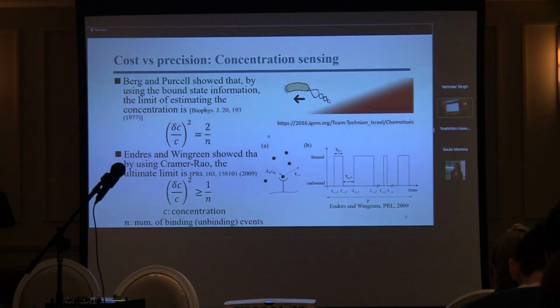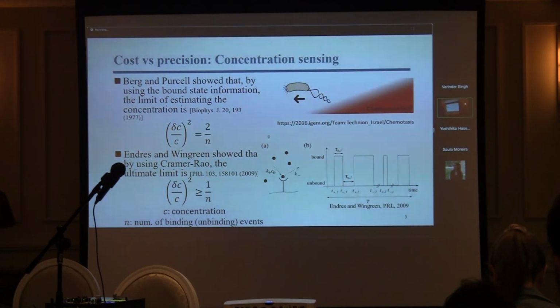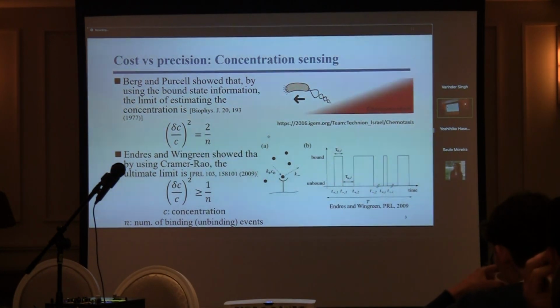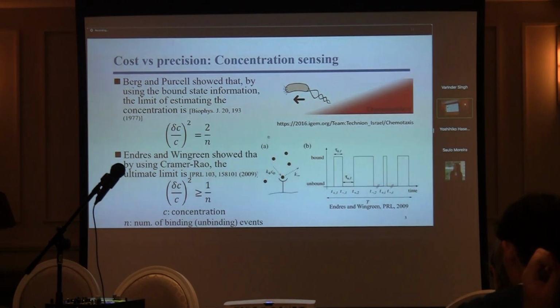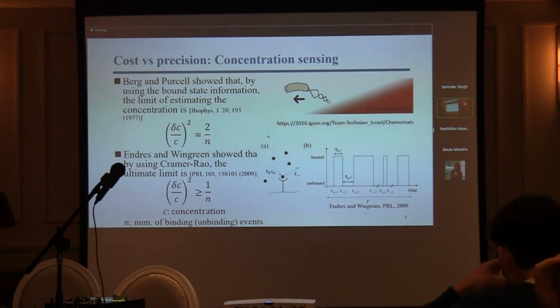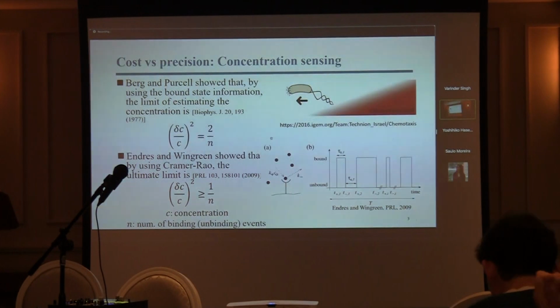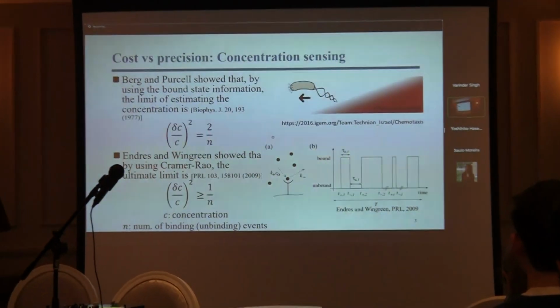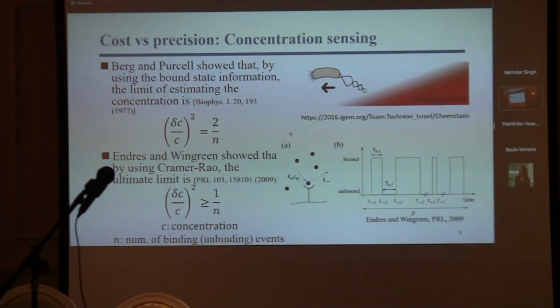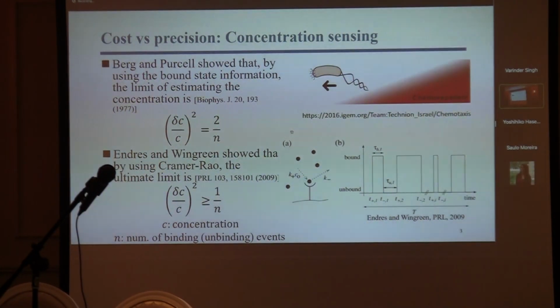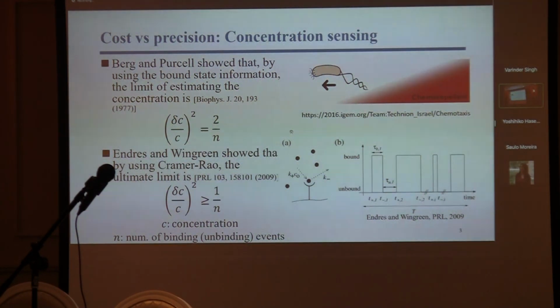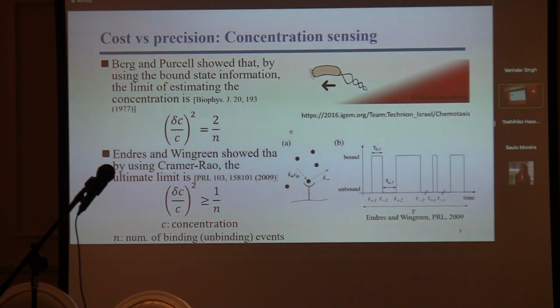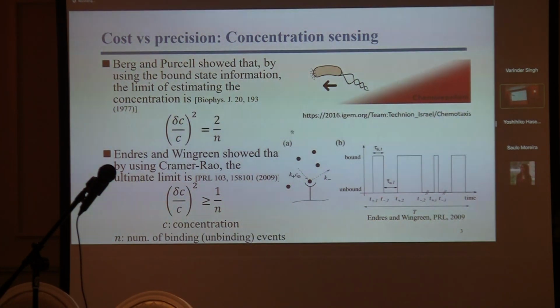So I'd like to start from some biological examples of cost versus precision. The first example is concentration sensing, because cells can estimate the concentration. For instance, bacteria have to move away from toxic substances, so they have to sense the concentration. And the primary question is how accurately cells can estimate the concentration. Berg and Purcell showed the limit.